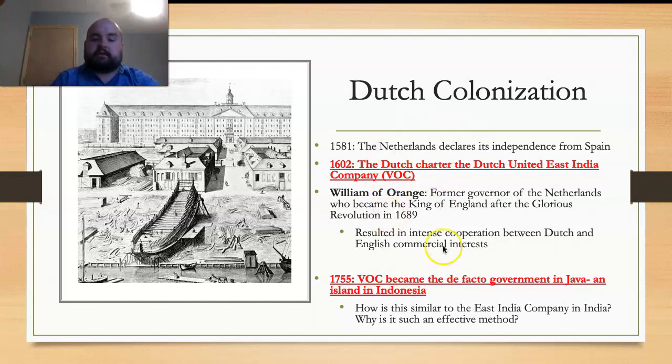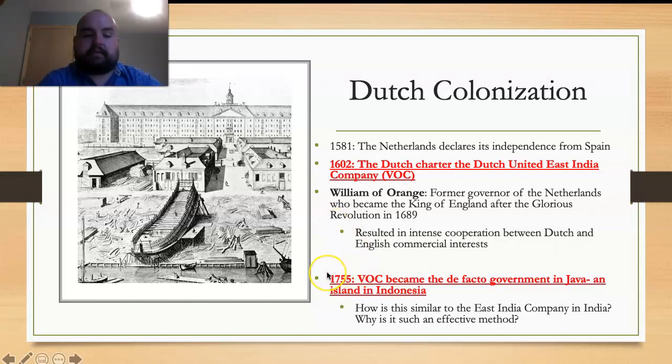Eventually, William of Orange, who was the former governor of the Netherlands, became the King of England after the Glorious Revolution in 1689. We don't have much time, naturally, since this is a survey course, to get into that, but the main thing you need to be aware of is that after this revolution, there was intense cooperation between the Dutch and the English in their commercial interests. Since the British are now ruled by someone who used to be the governor in the Netherlands, it makes sense that there'd be quite a strong alliance.